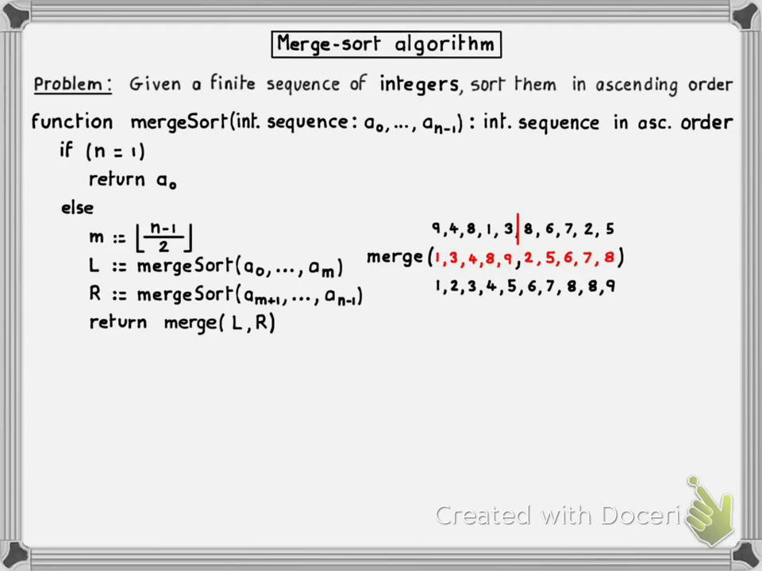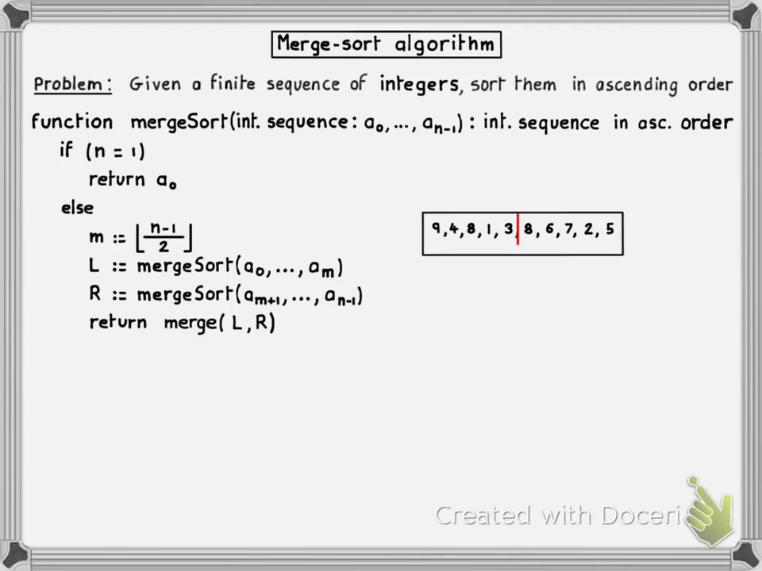So let's trace the execution of this algorithm on this example here. In my trace, a black box is going to represent a single call to the merge sort algorithm. So this box corresponds to the original call to the merge sort algorithm with the input sequence of size 10. So n is equal to 10 in this example. And in particular, this is the element at index n-1 or 9. So n is greater than 1. We're going to compute m, which is this element here whose index is 4.